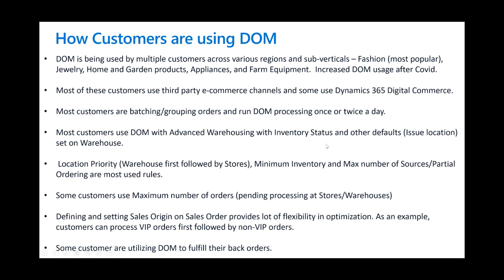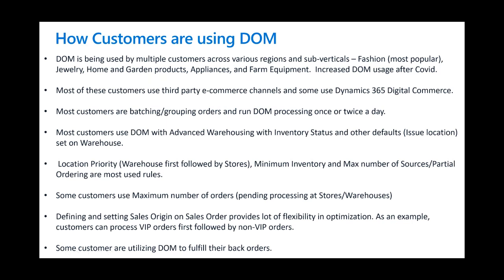Now coming back to the rules, we have 7 different rules, but out of those, we see location priority, minimum inventory, and the partial ordering rules as the most used rules by our customers. Okay. In some cases, we do see the maximum number of orders also being used by customers. This maximum number of orders is basically used by businesses in the holiday season. Okay. As I mentioned, the sales order origin provides a lot of flexibility.